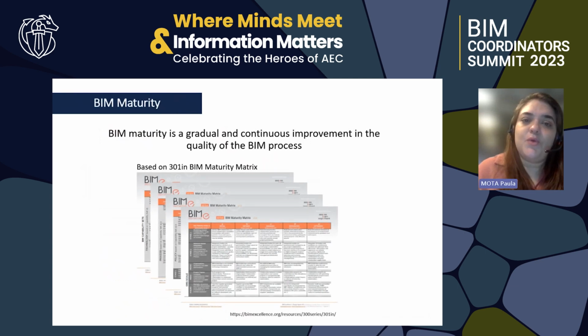My main reference was the BIM maturity matrix, the 301N, which is from the BIM Excellence Initiative, where I am a volunteer. They say that BIM maturity is a gradual and continuous improvement in the quality of the BIM process. So we can always understand where we are, which stage we are currently at, and what we need to achieve a better stage, a better maturity. So this was my main reference.